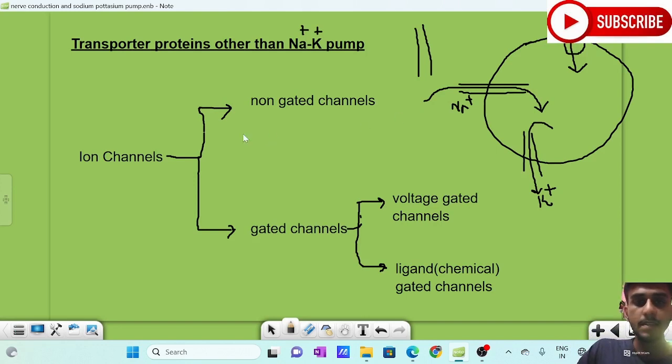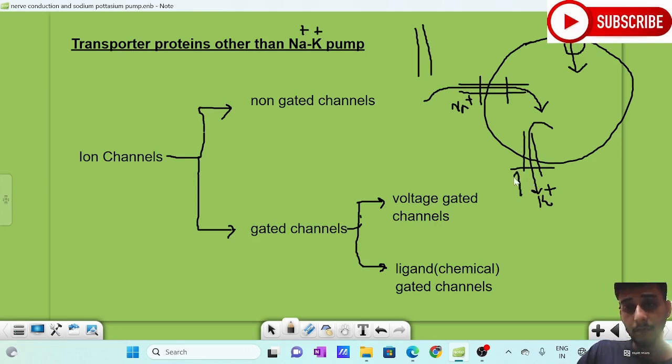So this is the condition. Now ion channels are channel or transport proteins. They can be non-gated, meaning certain channels are completely open and have no gate. And certain gated channels are also there, which means they have certain gates.